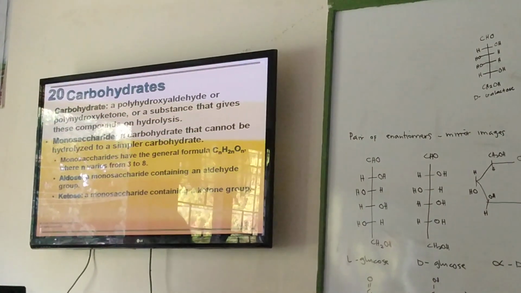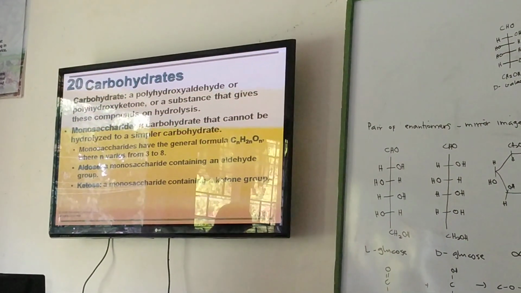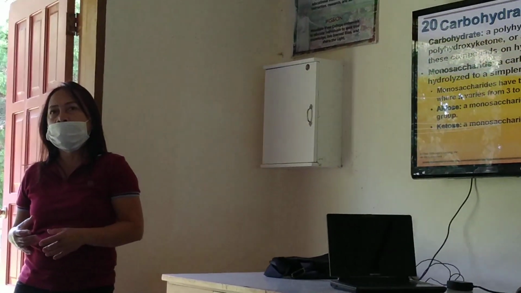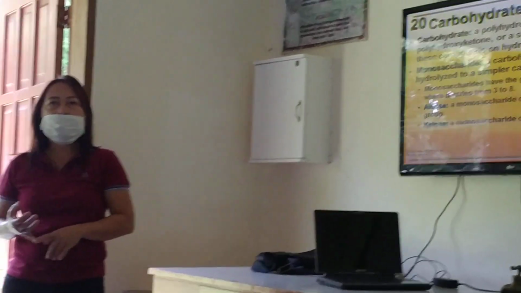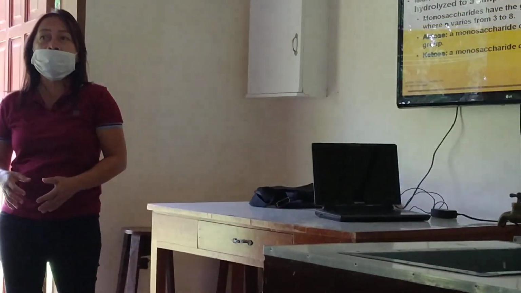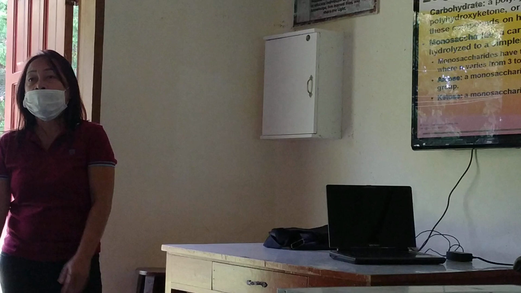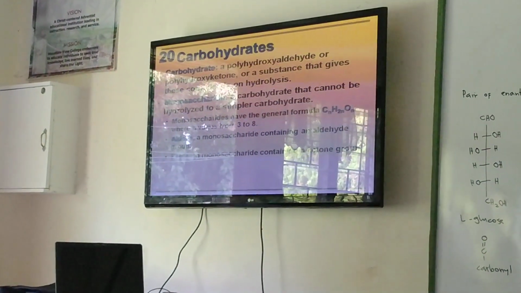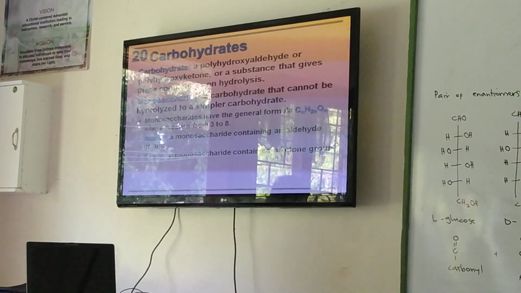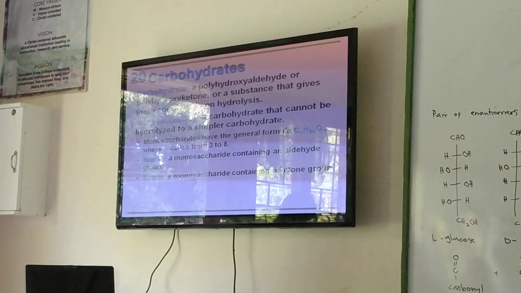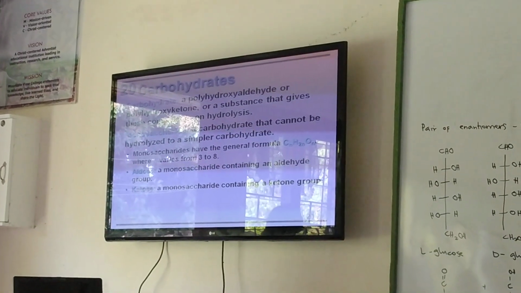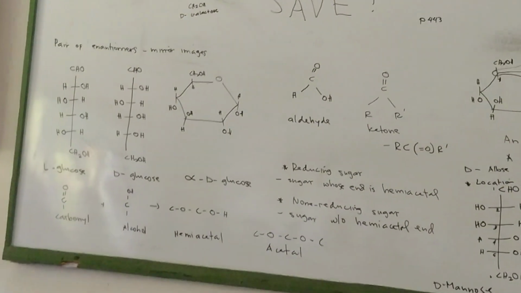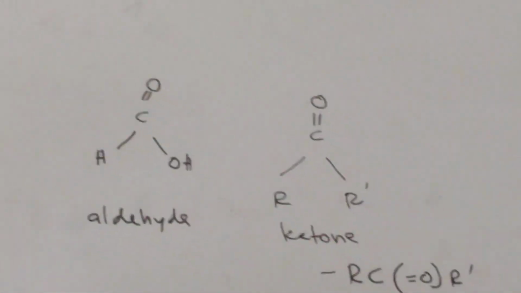Okay? Now, carbohydrates, as I mentioned, are the main energy source. So when there are other sources like lipids and proteins, as long as there are carbohydrates, the cells will make use right away of carbohydrates as energy source. Now, carbohydrates can be classified as monosaccharides, disaccharides, and polysaccharides. And we have the building blocks of carbohydrates. We have the monosaccharides.